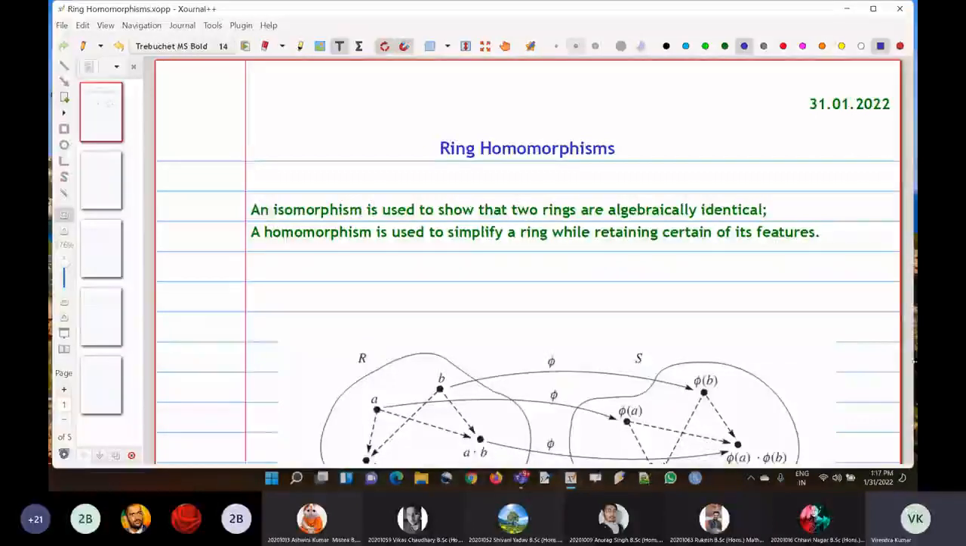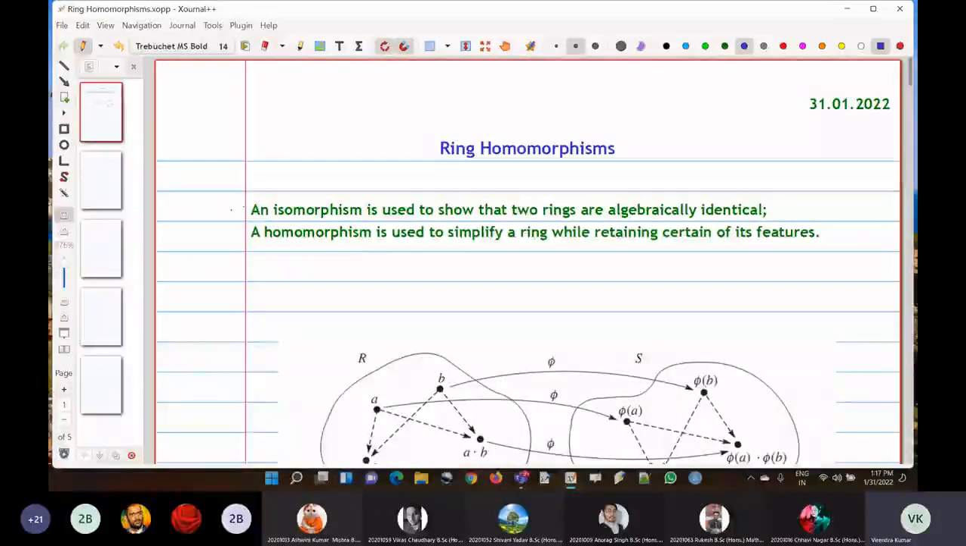And because we have two operations in rings, it is natural to talk about something which is preserved algebraically, something under which the specific features are preserved. Okay.